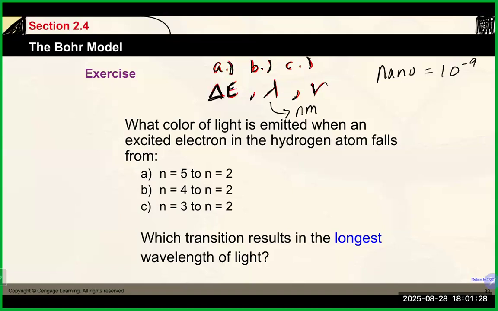All right, let's take a look and see how you're doing. We have a few different transitions here in hydrogen, so we'll start with the first one. We're going from n equals 5 to n equals 2, so we're going from higher energy to lower energy. In this case, calculating the energy would be the best place to start.